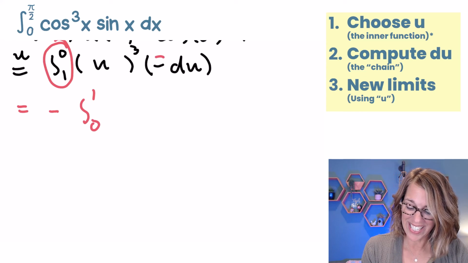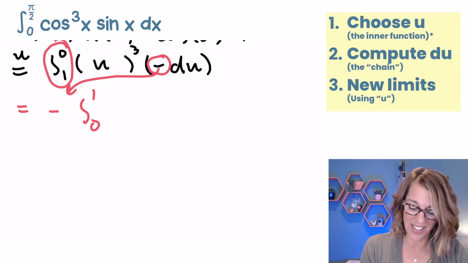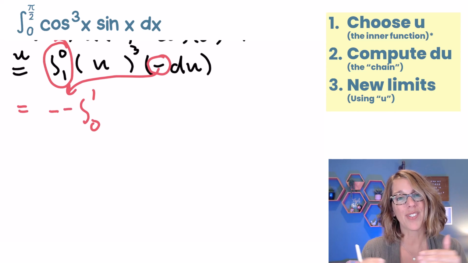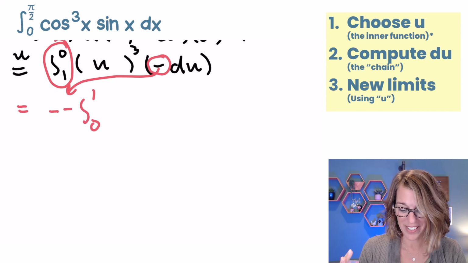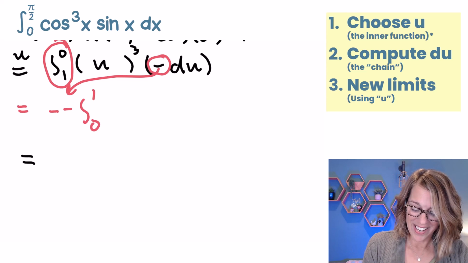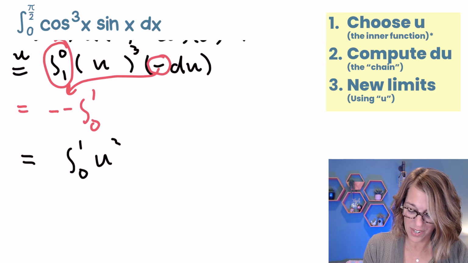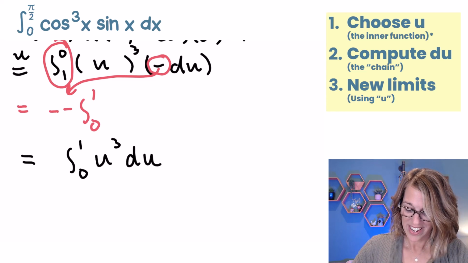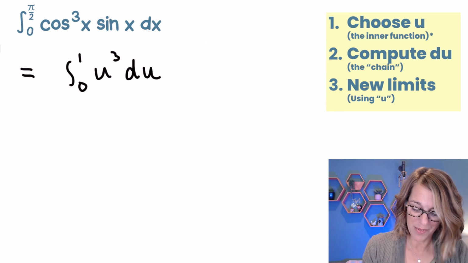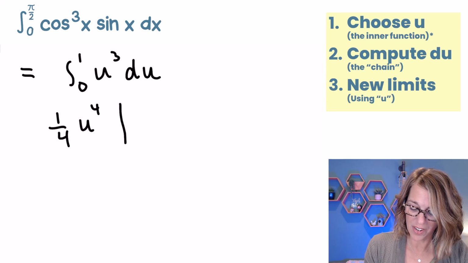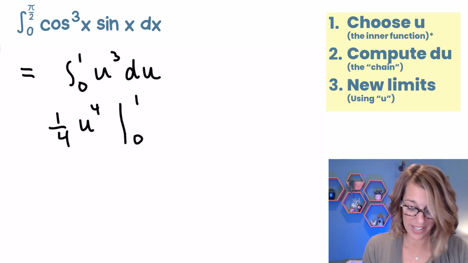But I also had this negative with the du. Let's bring this guy out in front as well. So we end up with those two negatives, which is going to make it positive. So in the end, we actually end up with a super nice integral. The integral from 0 to 1 of u cubed du. U cubed, I can use a power rule. Power goes up to 4, and I get a 1/4 out in front. So u to the 4th. I'm going to evaluate that from 0 to 1.